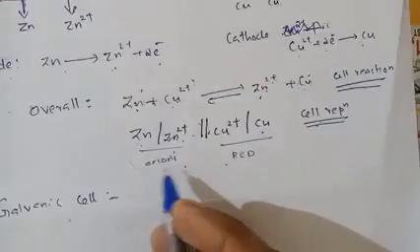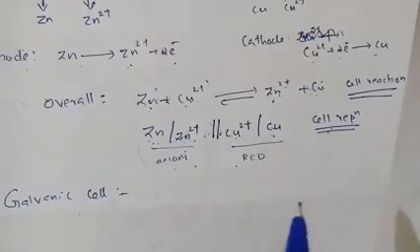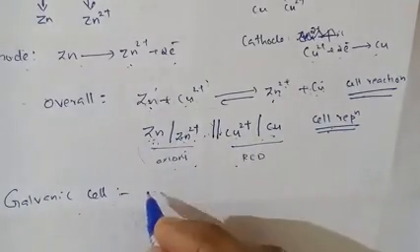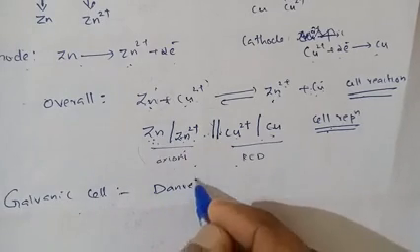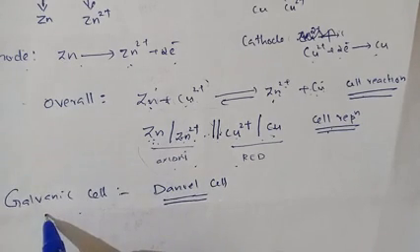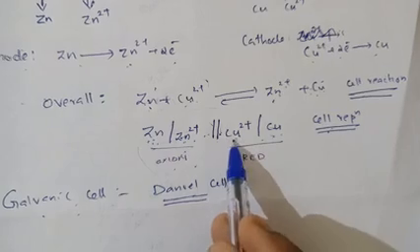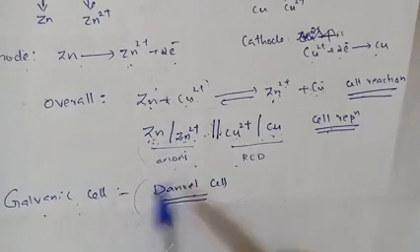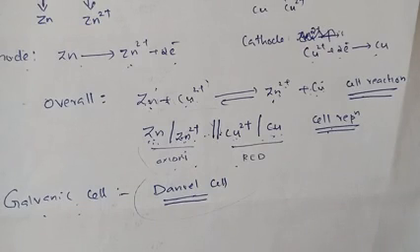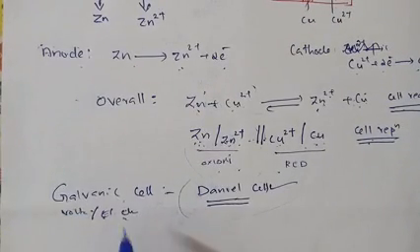But here, if we use Zn and Cu as the electrodes and Zn2+ and Cu2+ as the electrolytes, this particular cell is called the Daniell cell. The Daniell cell is an example of a galvanic cell. A galvanic cell which uses zinc and copper as the electrodes and Zn2+ and Cu2+ as electrolytes is termed a Daniell cell. I think it is clear. You should know what a Daniell cell is. Another name for a galvanic cell is voltaic cell, and another name is electrochemical cell.